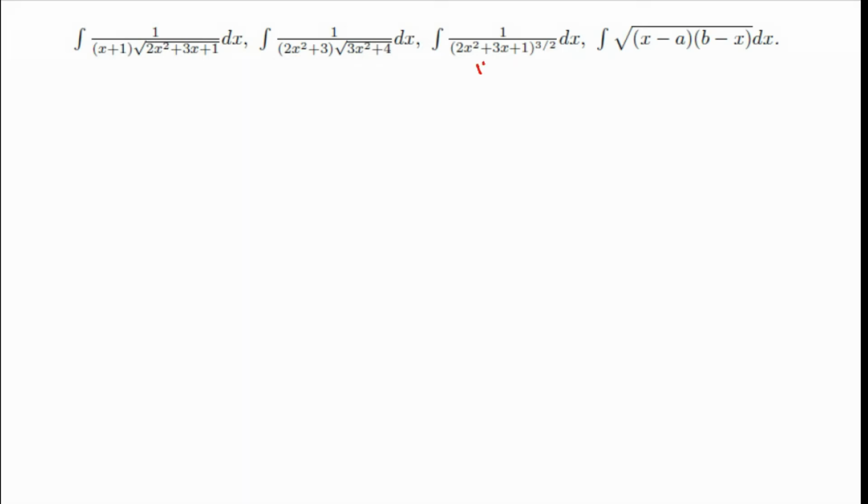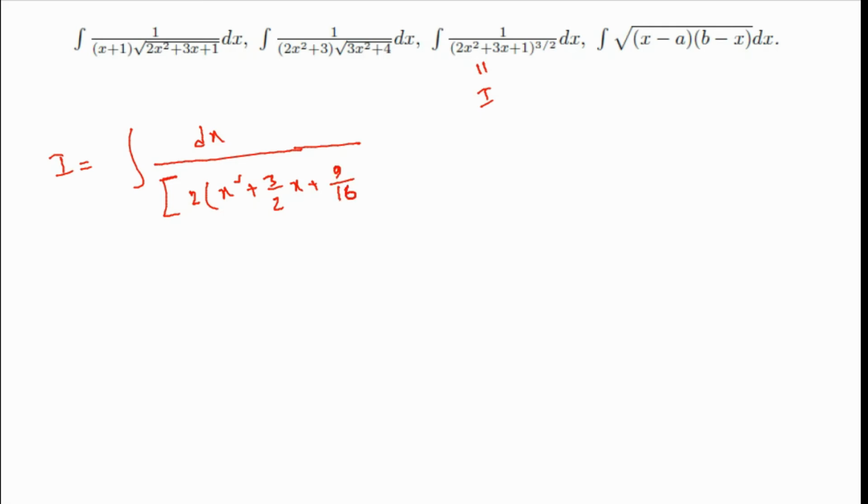For the third one, let's take I equal to integration dx by 2 into x square plus 3 by 2 x plus, I need to write it as a whole square form, so 3 by 4 whole square is 9 by 16, so 2 into 9 by 16, that means 9 by 8, and 2x square plus 3x will be there, and the other term will be plus 1 minus 9 by 8, power 3 by 2.